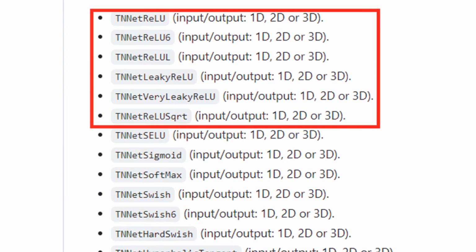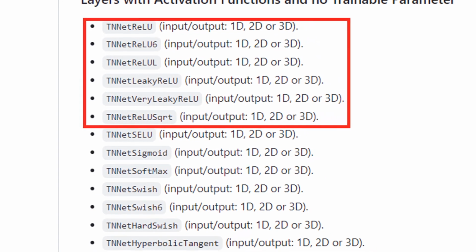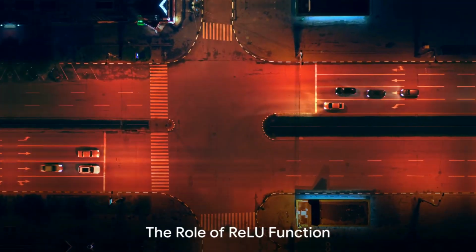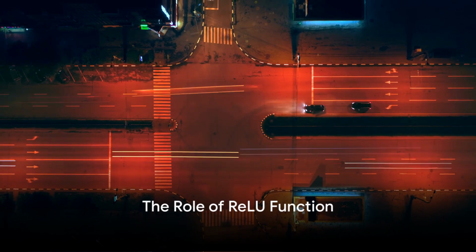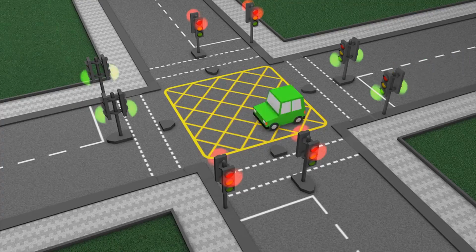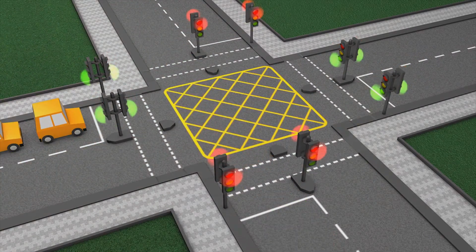Today we delve into the heart of neural networks and explore one such function, the rectified linear unit, or as it's more commonly known, the ReLU function. Imagine a bustling city with traffic lights controlling the flow of cars. The ReLU function operates much like these traffic lights, controlling the flow of information through the neural network.